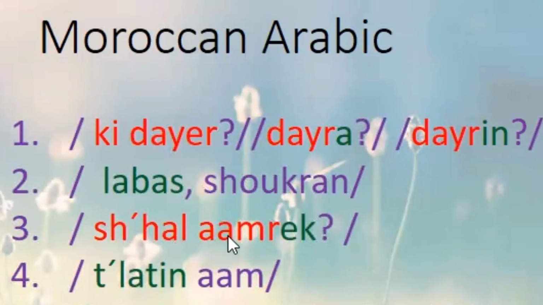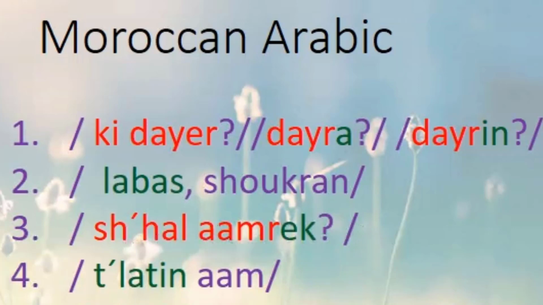Now feminine شحال عمركي. Okay, feminine singular. Now شحال عمركم plural, masculine and feminine alike. So شحال عمركم, شحال عمركي. How old are you? Feminine. Okay, شحال عمرك, when you're addressing a boy or a man.